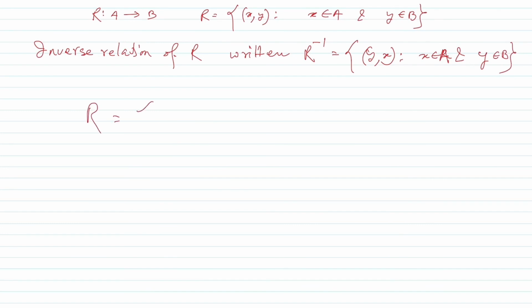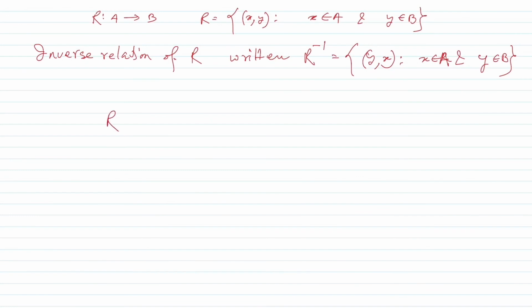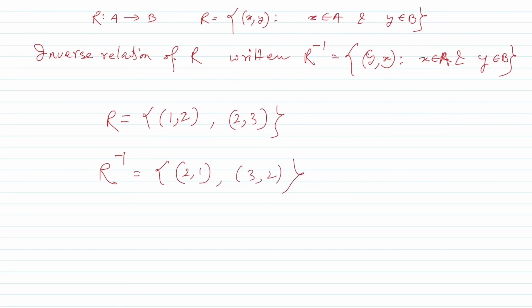So let me give you an example. Suppose R is a relation which contains (1,2) and (2,3). Then the inverse of this relation, that is R inverse, is given by (2,1) and (3,2). We just have to reverse the order of the components of the ordered pair. So that's how we can obtain the inverse relation of a given relation. Hope you have understood this.